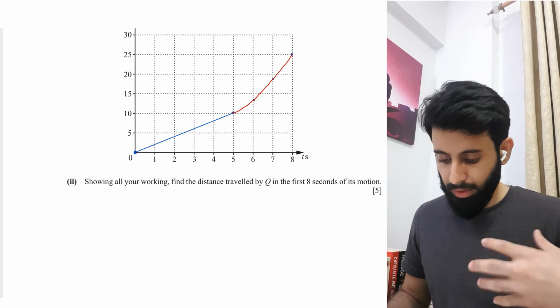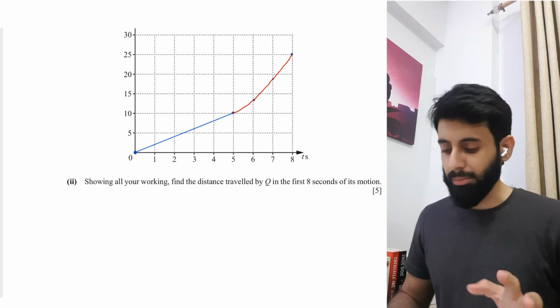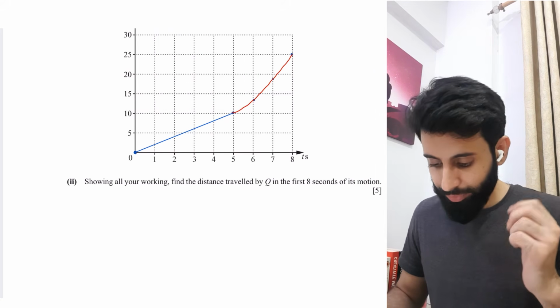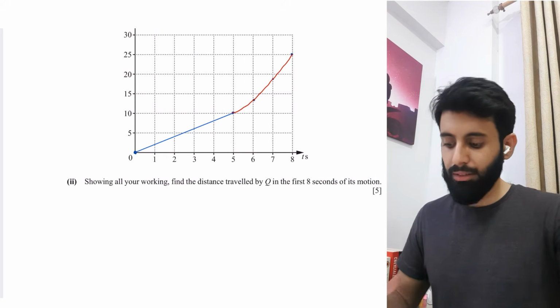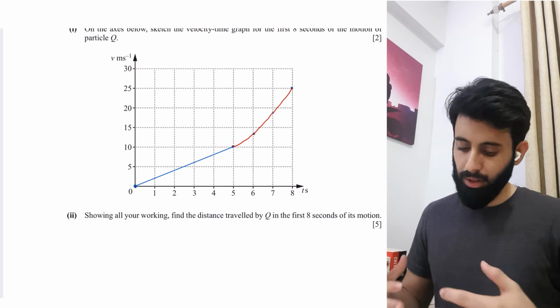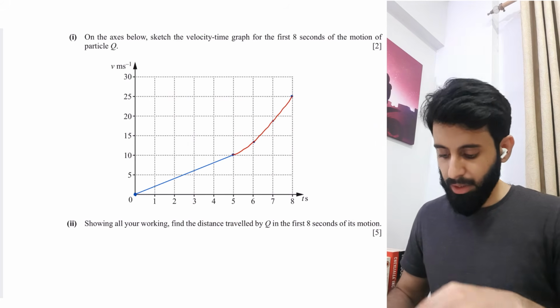Show all your working, find the distance traveled by Q in the first 8 seconds of its motion. Okay, so this is a 5-mark question, and we need to have a very systematic approach behind this. So our travel graph or velocity time graph is divided into 2 parts. One is the straight line. Okay, so first of all, we need to find out the area under it. Why? Because you need to find the distance.